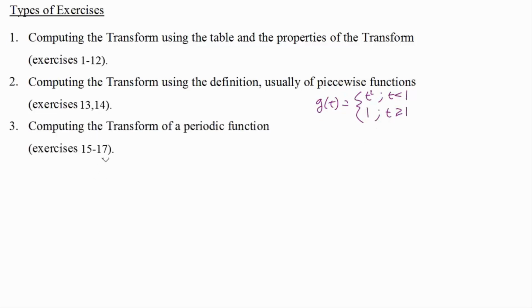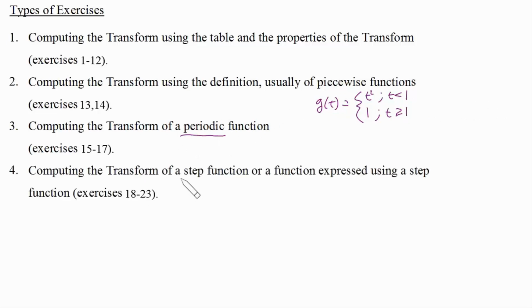Then we'll have some exercises computing the transform of a periodic function, and I'll explain in the exercise what a periodic function is. But for example, sine t is a periodic function because it keeps repeating itself every 2 pi. And then finally, we'll learn to compute the transform of a step function, and I'll explain there what a step function is, or functions expressed using the step function, variations of the step function.